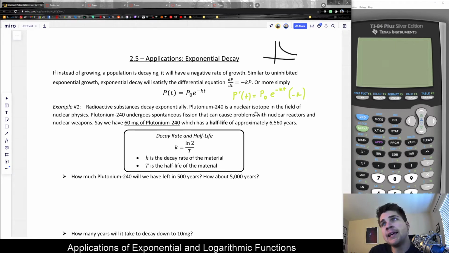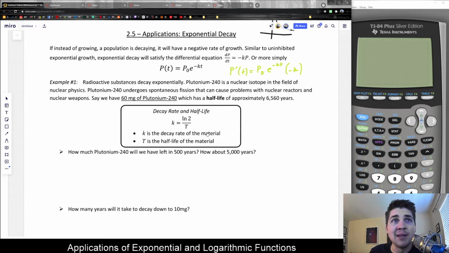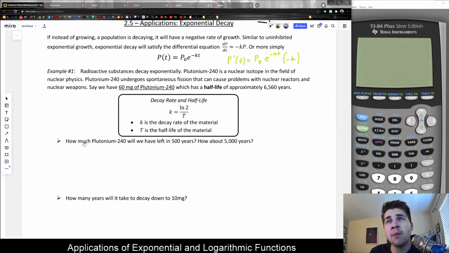So mathematically speaking, you can always figure out the decay rate based on the half-life, using this formula. It's sort of like how the doubling time is taking the ln of 2 divided by the rate. Very similar. You can find the rate by taking the ln of 2 and dividing by the half-life. And the same thing works for doubling time, for the record. But anyways, the first question is, how much plutonium-240 will we have left in 500 years? How about 5,000 years? But basically, if I want to create a model for exponential decay, I need to start with a formula. And so I need to know, how much did I start with?